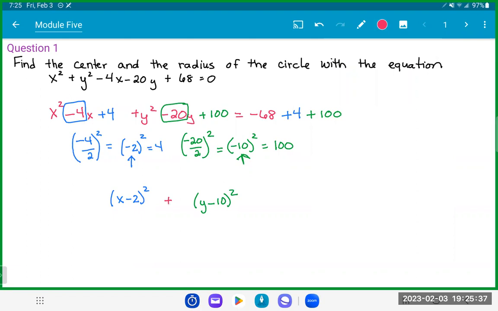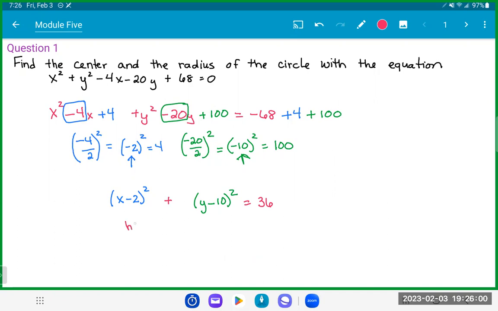So we have x minus 2 squared plus y minus 10 squared is equal to, and we have -68 plus 4 plus 100 on that right-hand side. So that is equal to 36. So now we can just look at this and pull out the information that we need, right?